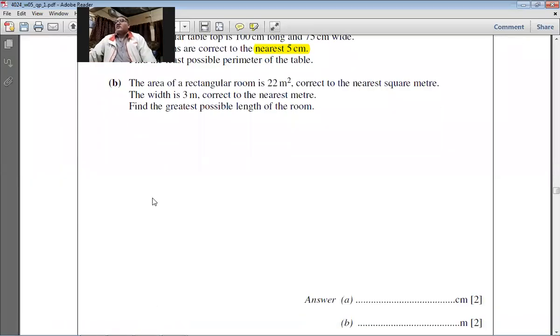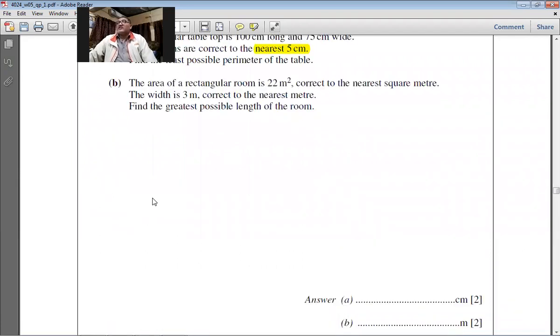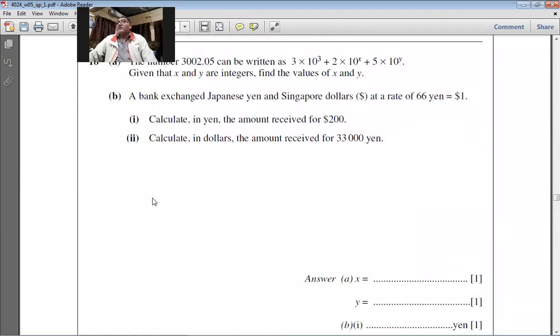Okay, so this was question number 17 showing up on your screen. It was 2 marks, and the total marks are 4. Okay, so now again we have question number 18.